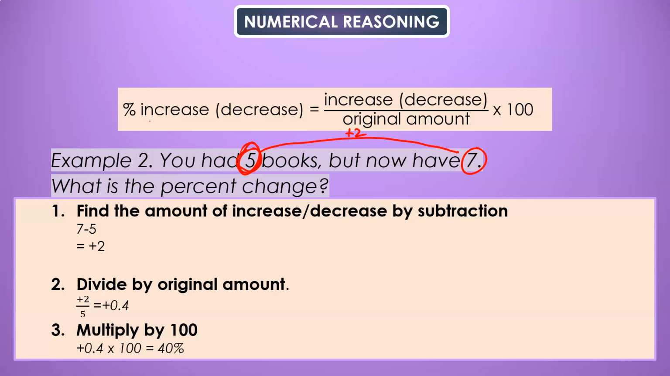So effectively, this formula at the top here tells me what to do in each step. The first line is step 1, this is step 2, this is step 3. As long as you follow those steps, you'll get your answer. So in other words, I increased the number of books by 40%.